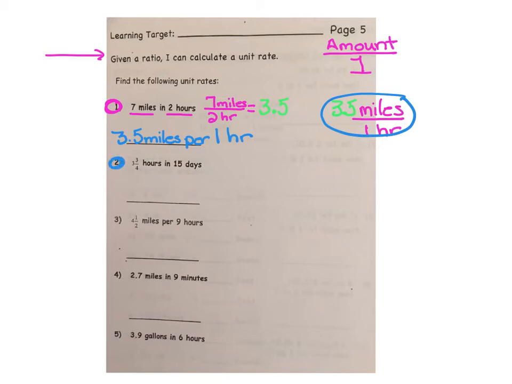In number 2, it states 3 3/4 hours in 15 days. We know hours goes on top, and we want to find out how many hours in 1 day. Well, set up a ratio with hours on top, 3 3/4 hours on top, and 15 days on the bottom. We're going to divide.